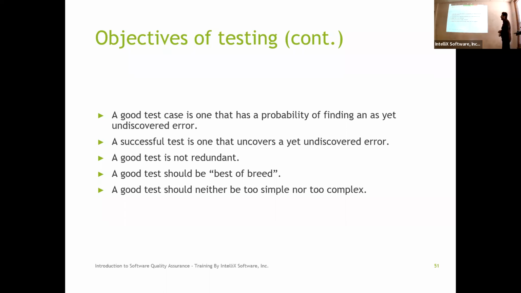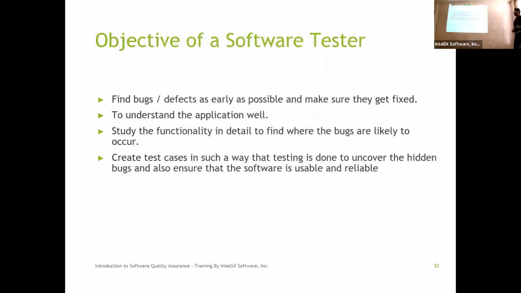Okay. And as we go through it, we'll talk with an example about what best of breed means, as well as what it means to be simple or too complex. Okay. You don't want something that's only one step and then it's done. You don't want anything which is kind of 50 steps and trying to test 5 different things, right? That's not ideal either. Okay. So we'll look through it.